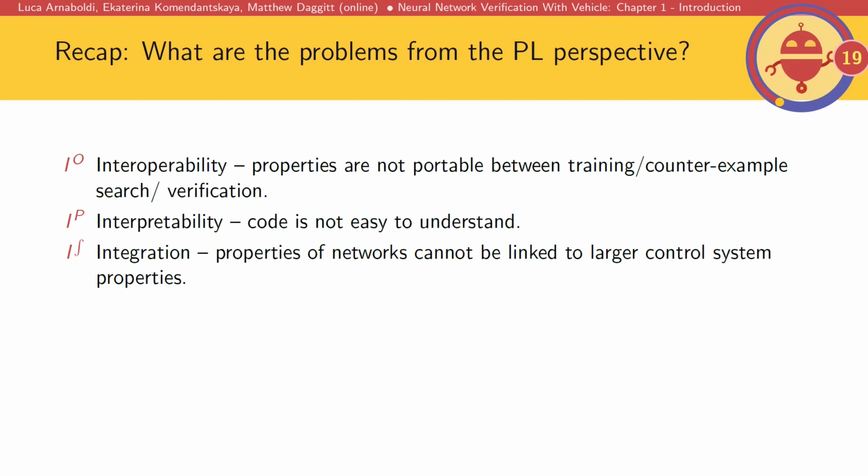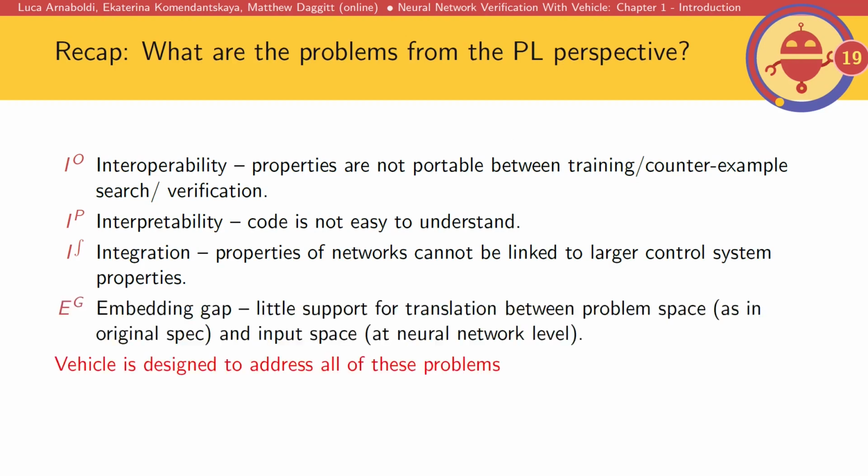Integration. Properties of networks cannot be linked to logic control system properties, because if they're written in a very low-level language, almost at the level of let's work with these vectors for input and that for output, it's very difficult to reason about large systems in vector terminology.